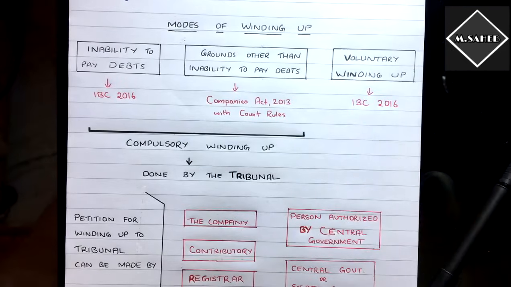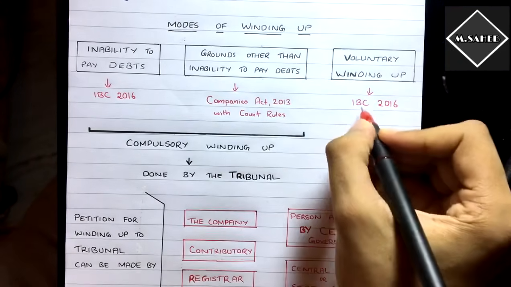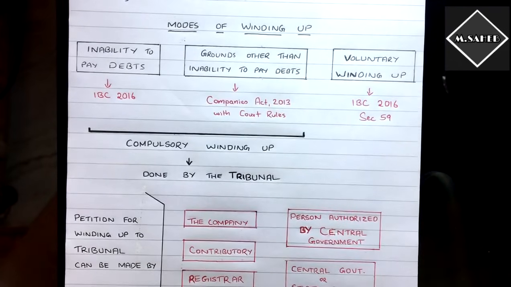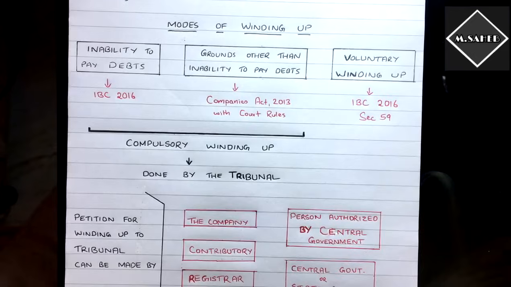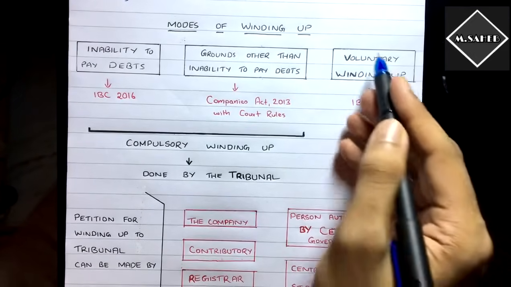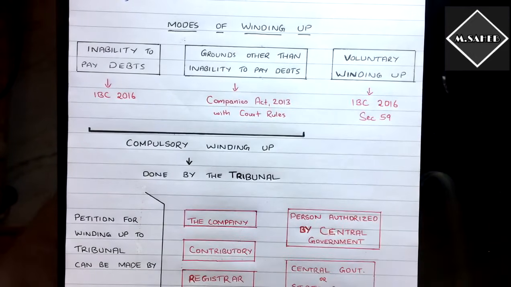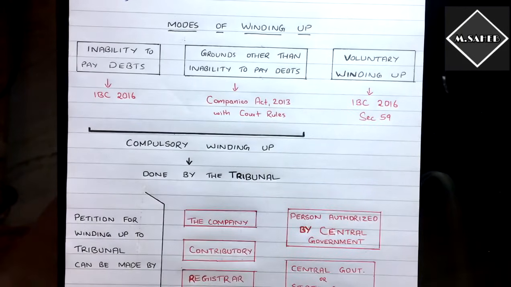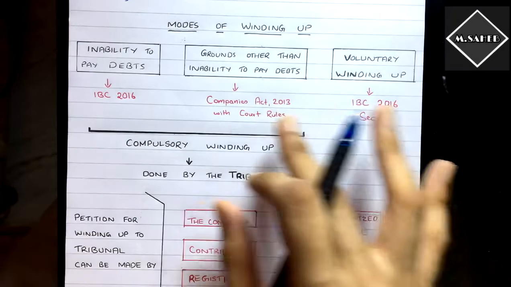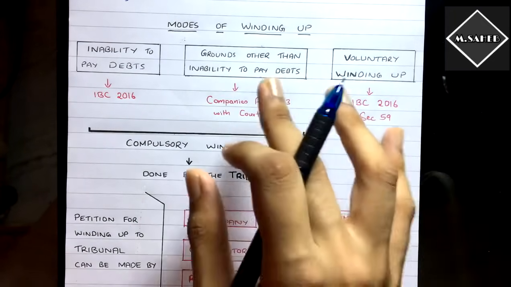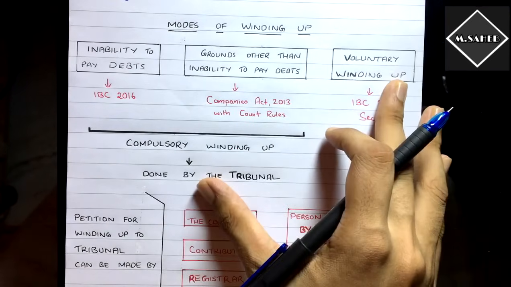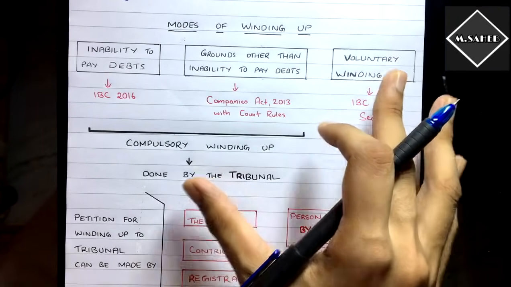Okay, let me write that, section 59. Section 59 will be applicable. Section 59 of what? Section 59 of IBC 2016 will be applicable in voluntary winding up. Fine. So this is what modes of winding up are, different modes of winding up. But don't worry, whatever may be the modes of winding up, it's very simple, because the accounting procedure is the same. What we have to do in accounting terms, it's the same.